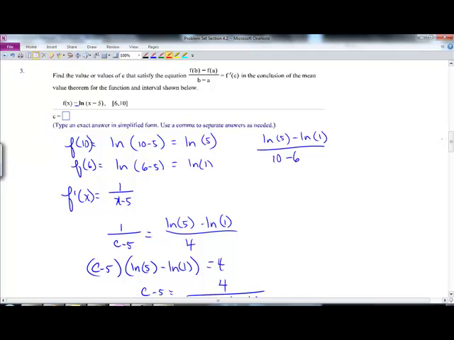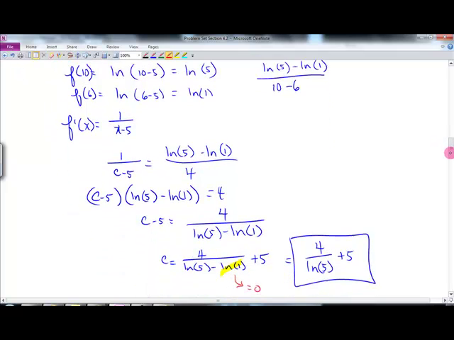All right, same way with this one. Again, here's my function, and here's my interval. And so f of 10 is ln of 10 minus 5, so that's ln 5. And that's ln of 1, so I have ln 5 minus ln 1 over 4. Okay? F prime of that, remember the derivative of ln u is 1 over u times u prime. Well, the derivative of u would just be 1, so it doesn't affect us. So we've got 1 over x minus 5. Substitute your c, and you've got this.